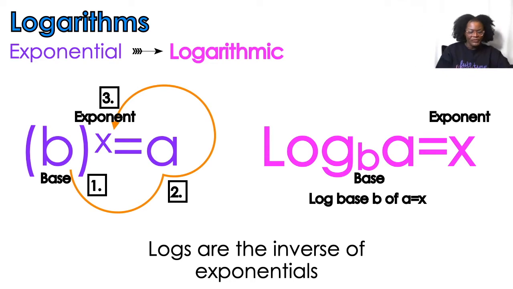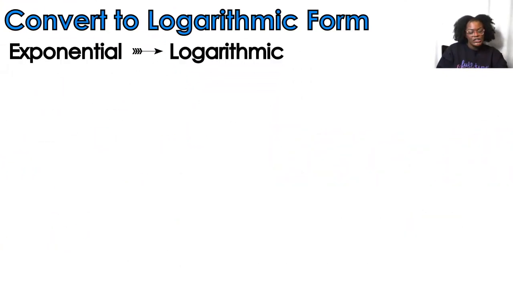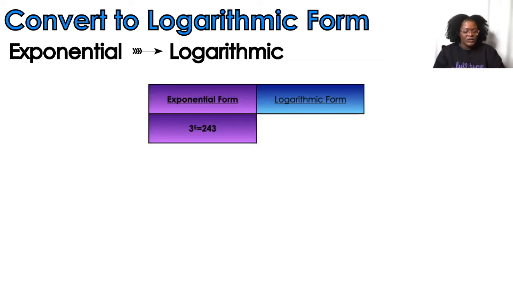All right. So I'm going to ask you to convert from exponential to logarithmic. First of all, exponential form, 3 to the power of 5 equals 243. What you gonna do?